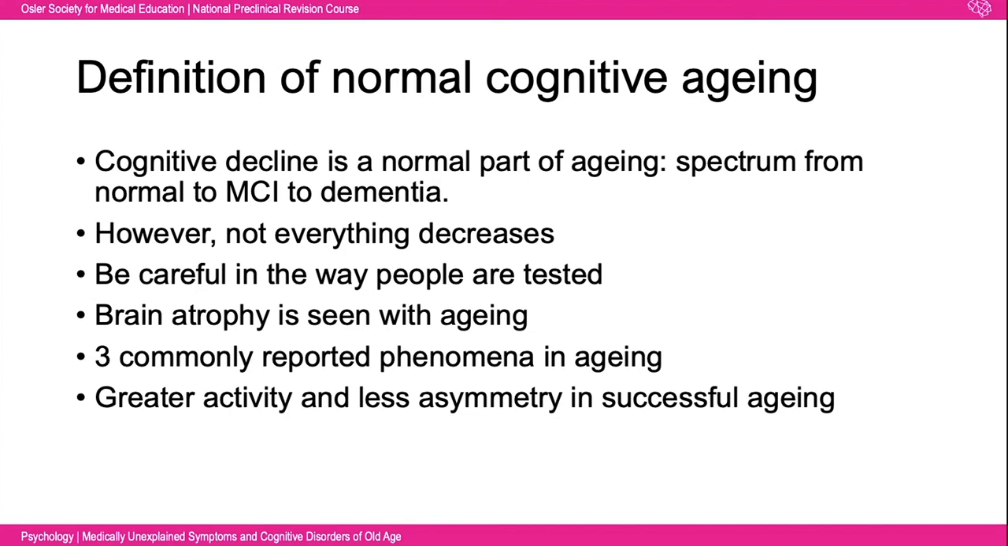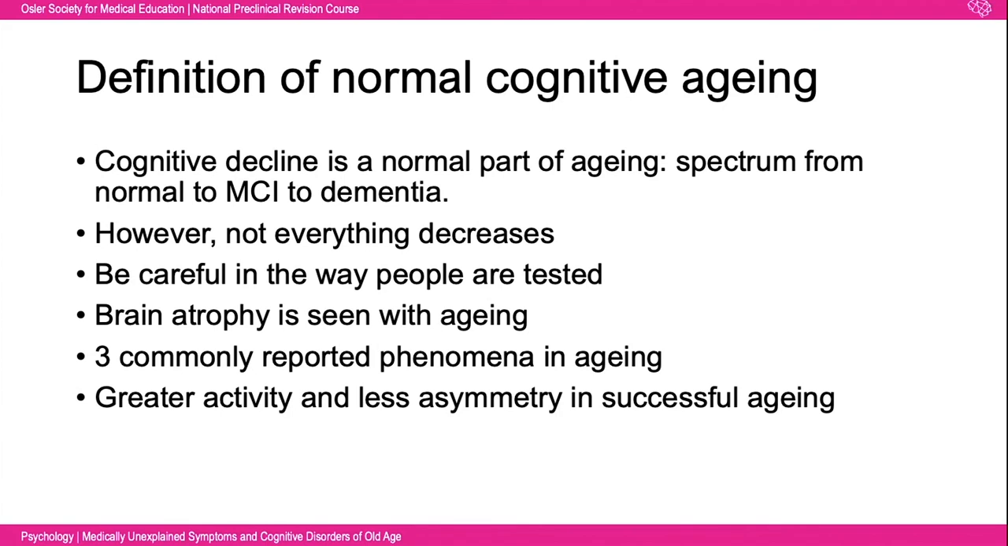However, not everything cognitive decreases. Whilst processing speed, working memory, long-term memory, and reasoning decline, world knowledge and semantic memory will keep on growing throughout life. Skill learning, such as the ability to draw what you see in a mirror, is also maintained, although it takes longer in older people. It's important to be careful in the way people are tested. Slower motor responses and deafness, for example, can affect older people's performance, producing an exaggeration of their cognitive decline.